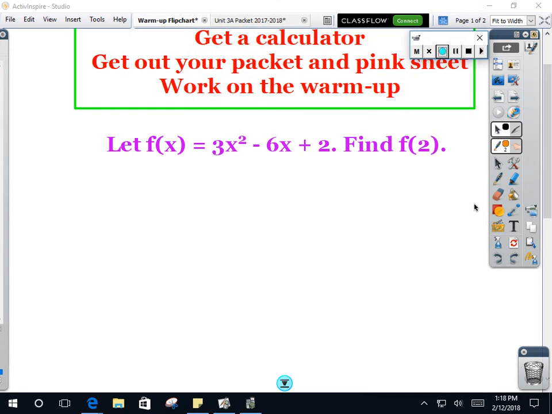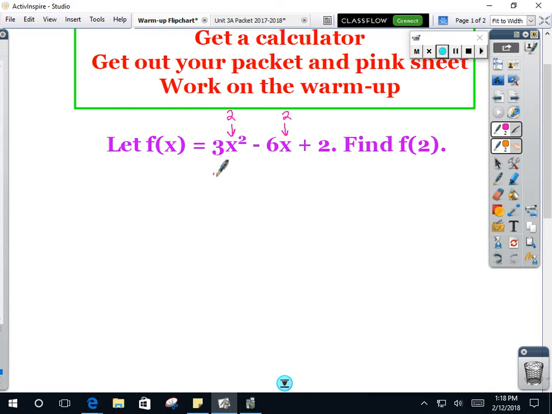Okay, let f of x equals 3x squared minus 6x plus 2. Find f of 2. Naya, tell us what find f of 2 means. Slow down. Well, just for x. Because it was f of x, now it's f of 2, which means 2 has replaced the x. So they're letting you know you can replace this x with a 2 and this x with a 2, and then you just type it in.